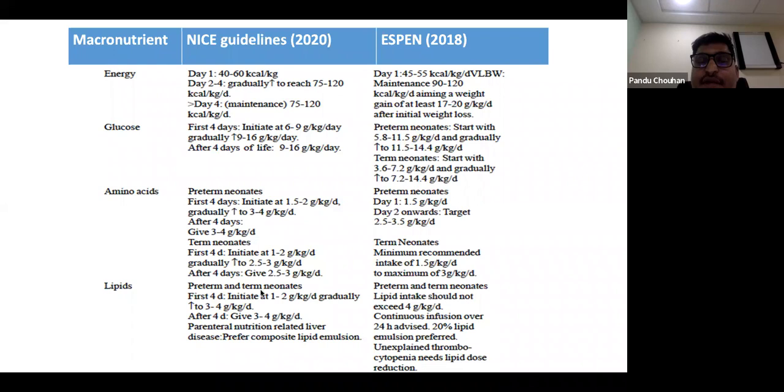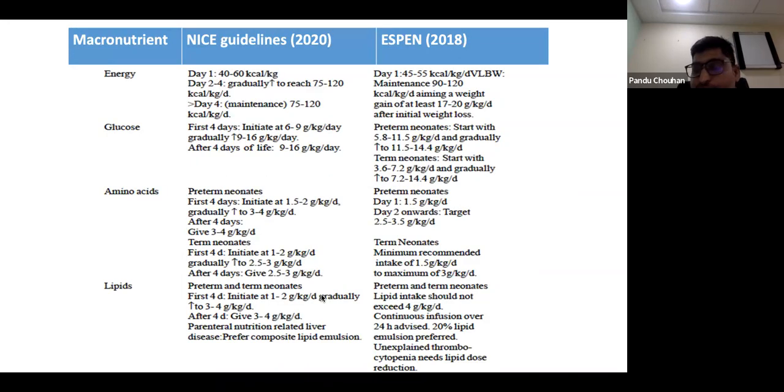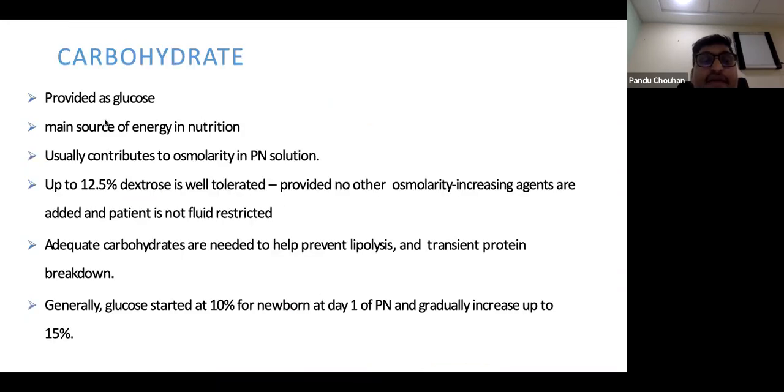Similarly, lipid for preterm and term is 1 to 2 gram per kg per day, and gradually increased to 3 to 4 gram per kg per day. After 4 days, maintain 3 to 4 gram per kg per day. It is similar in the European Society as well. The same details are given here.